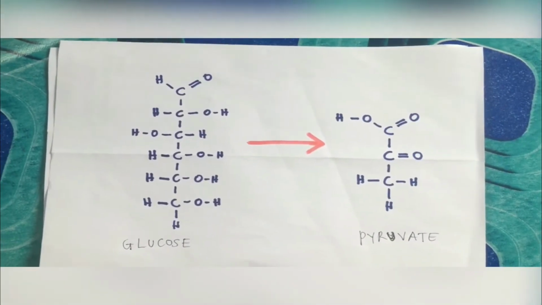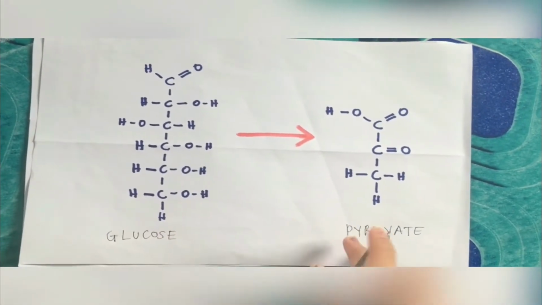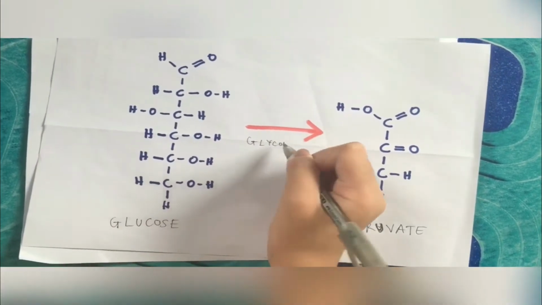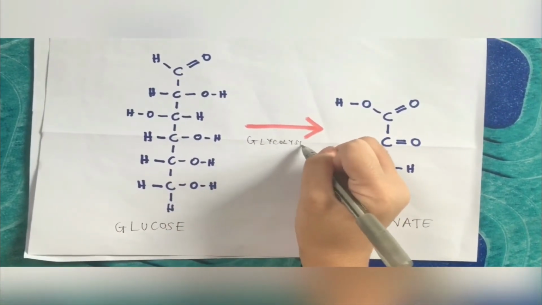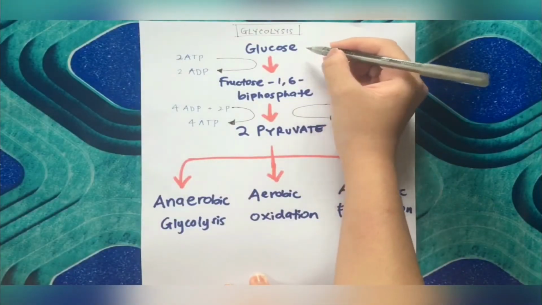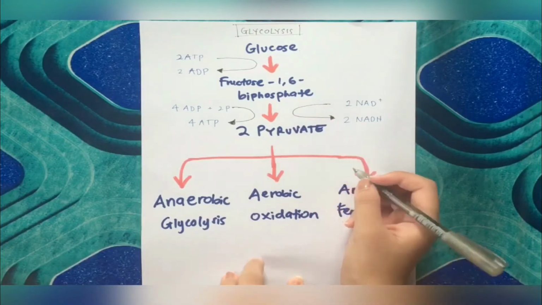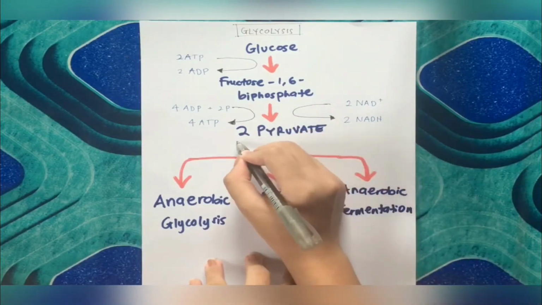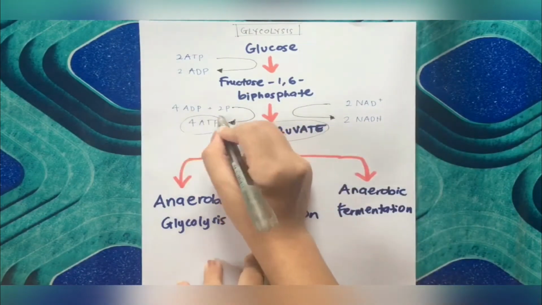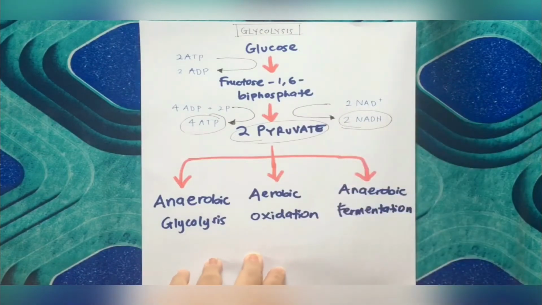Glycolysis is the metabolic pathway that converts glucose into pyruvate. After glucose undergoes glycolysis, there are three final products produced: 2 pyruvate, 4 ATP, and 2 NADH.